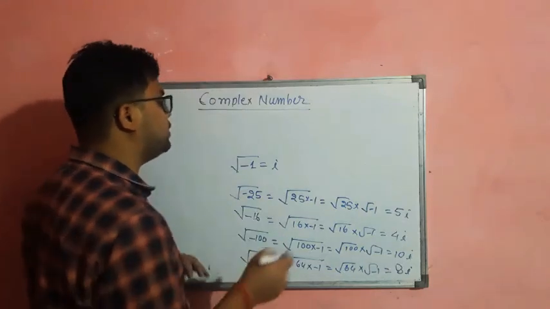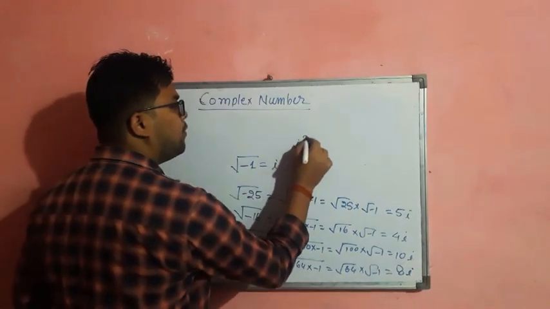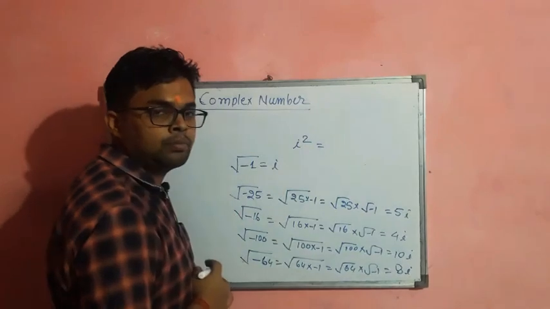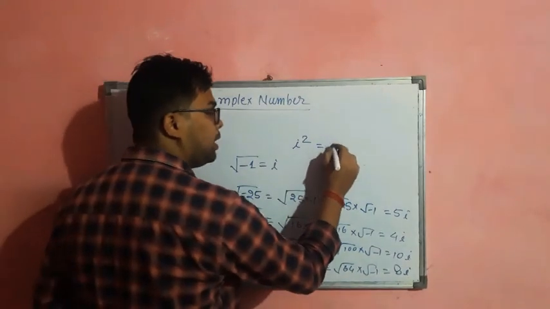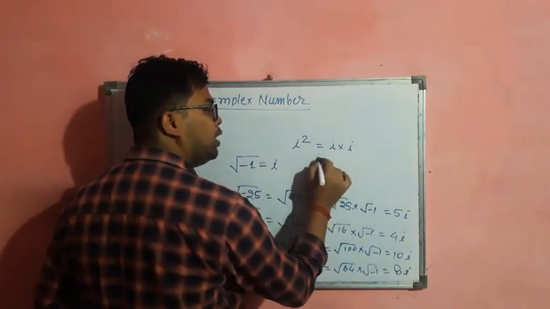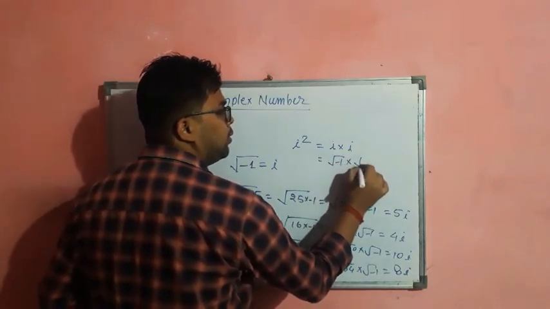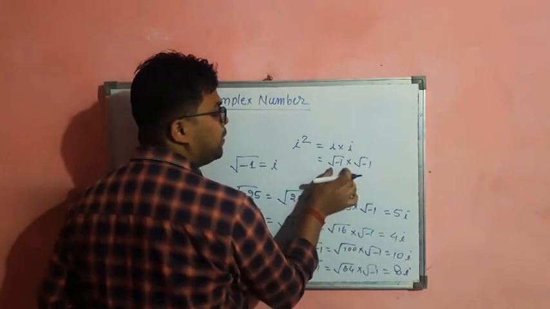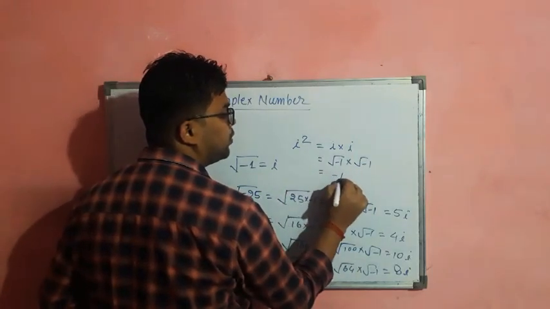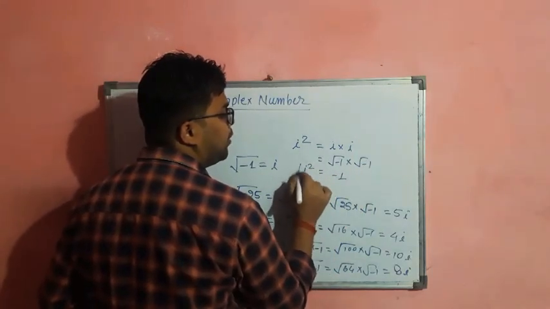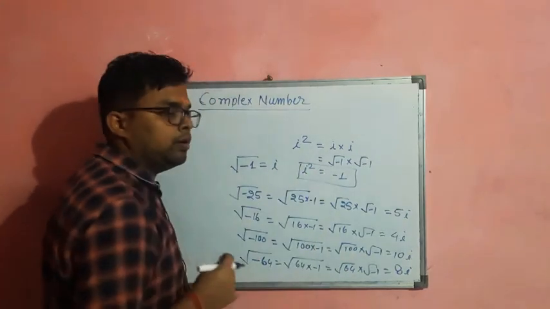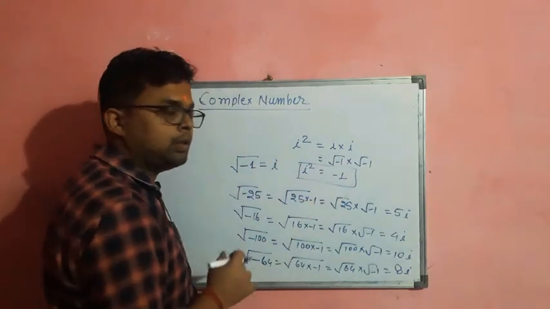Now student, tell me one thing, what will be the value of i squared, i to the power 2? i to the power 2 can be written as i into i, and you know that the value of i is equal to root of minus 1. So when you multiply these two numbers, you will get minus 1. So finally you will get i to the power 2 is equal to minus 1. The value of i to the power 2 will be minus 1.